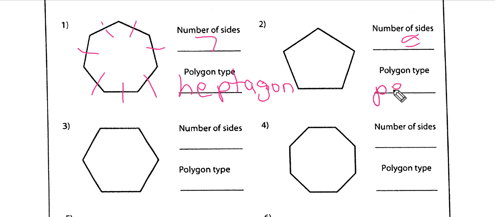And obviously number 2 has 5 sides, so that's called a pentagon. And there actually is a building in Washington, D.C. called the Pentagon, because it does have 5 sides. Okay, number 3. How many sides does it have? 6. So this is called a hexagon.